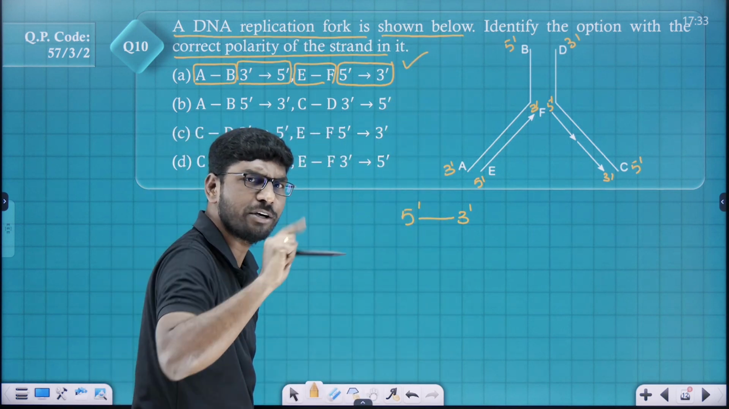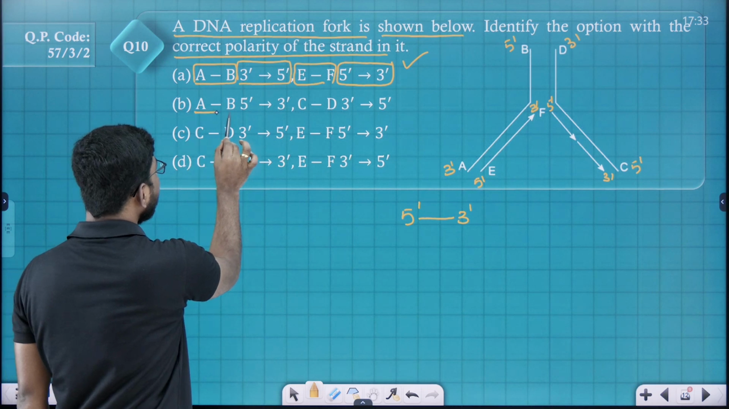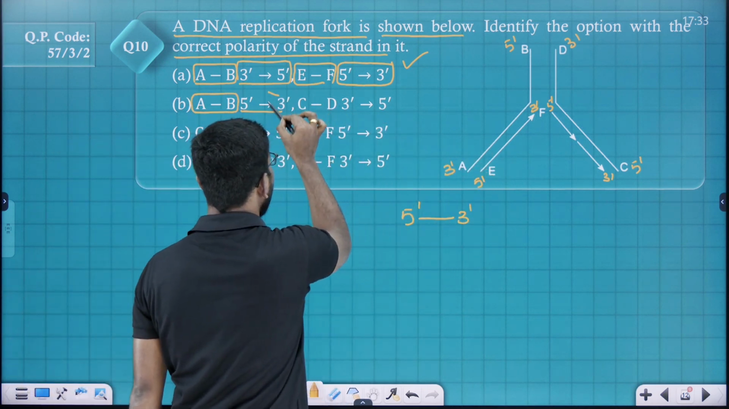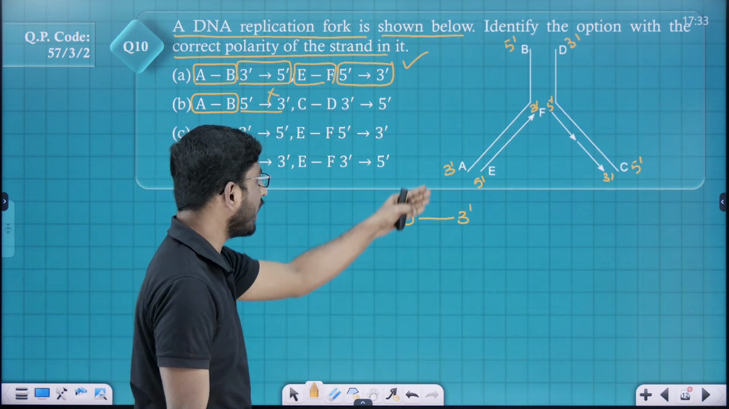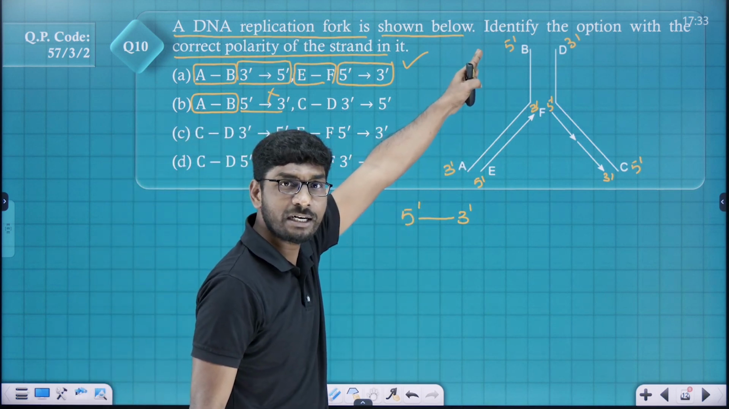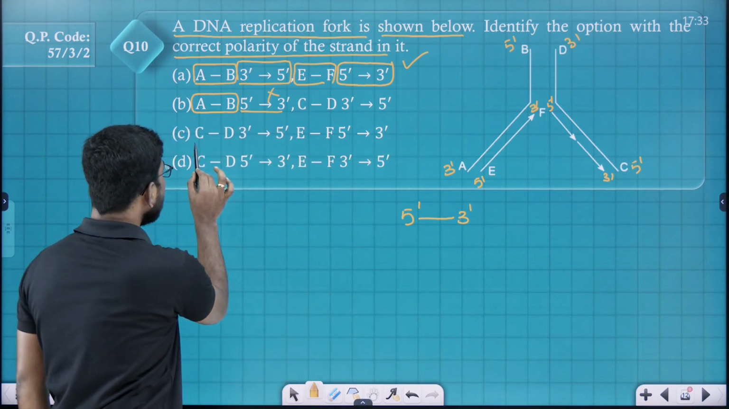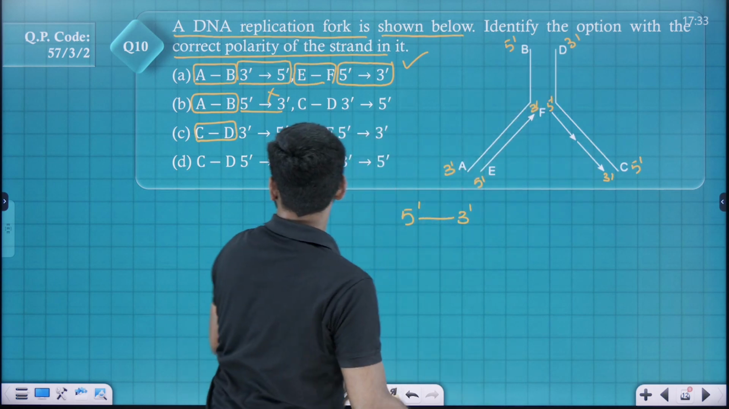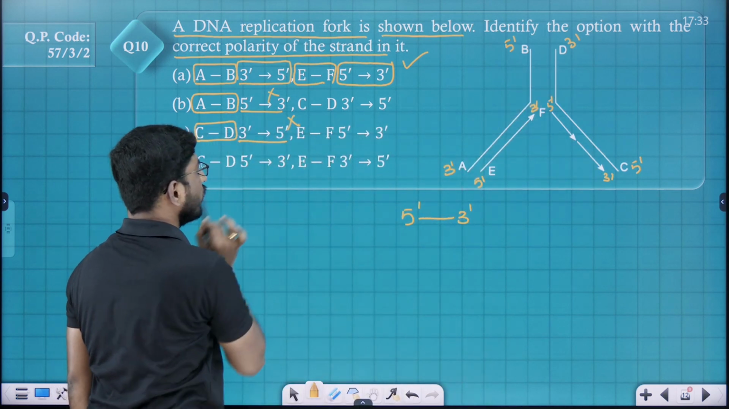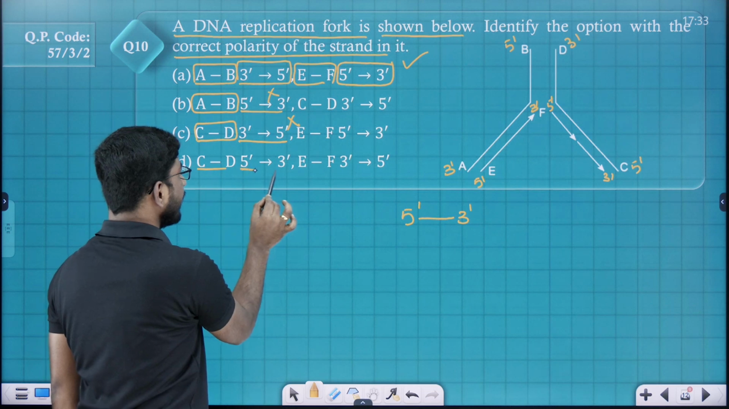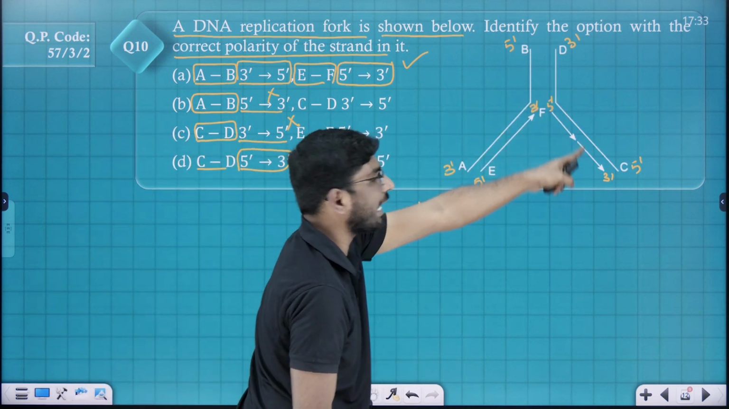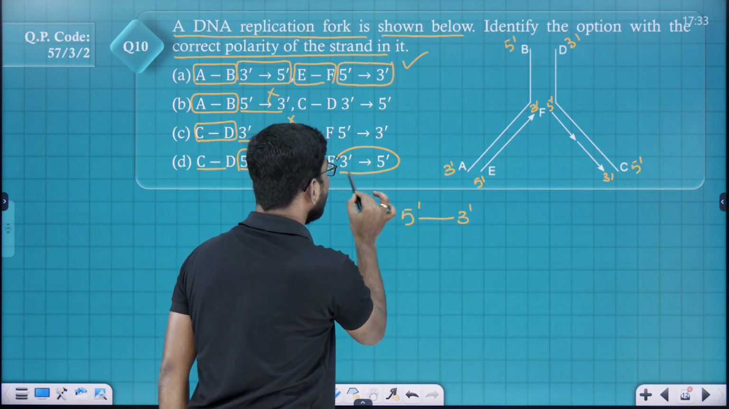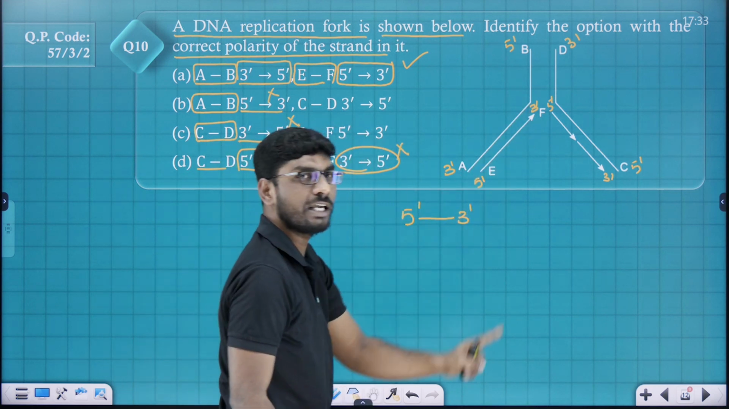Come to B, C, D also we will check. A, B is 5' to 3'? No, it is not 5' to 3'. Leading strand is from where to where? 3' to 5', the parental template strand, right? Now, CD is mentioned. CD is what? 3 to 5 they mentioned. No, it is not 3 to 5. CD, 5 to 3 they mentioned. Okay, it is 5 to 3. I agree with this one. What about EF? EF is 3 to 5 mentioned. No, it is not 3 to 5, it is 5 to 3.